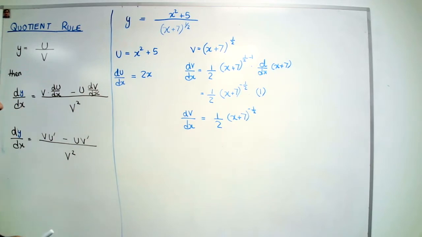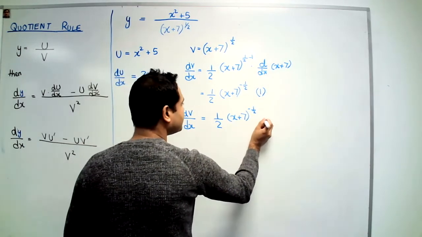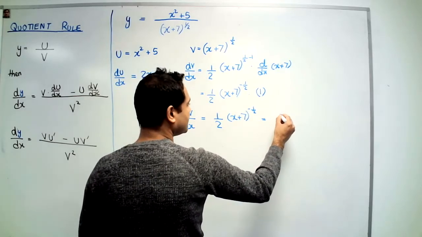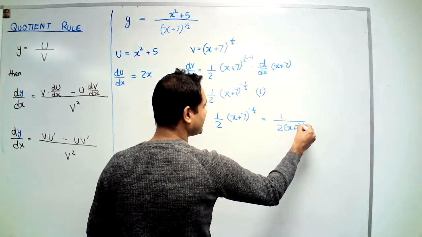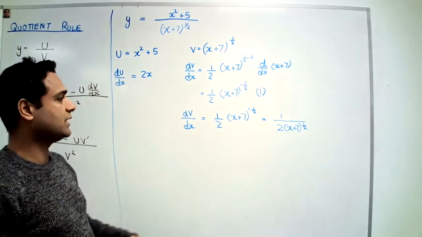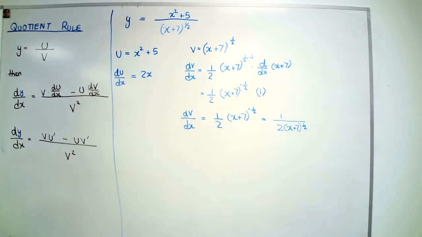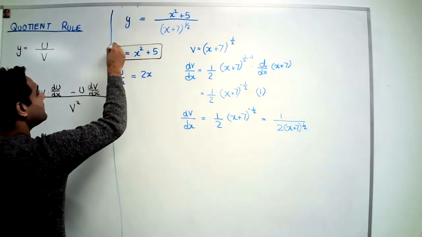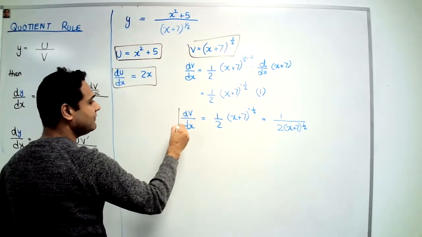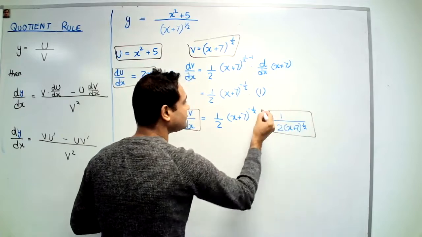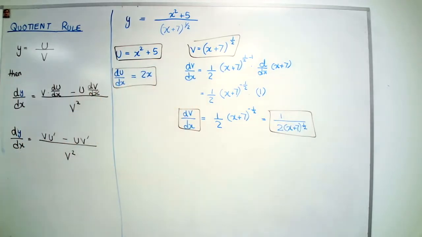You can write it this way, or you can write it like that. You can write it as 1 over 2 x plus 7 to the power of positive half, because when it goes down, it becomes positive. Now we got all the things. We have the u, we have the v, we have the du over dx, we have the dv over dx. So now we can put all of these in this formula, and we can get an answer.